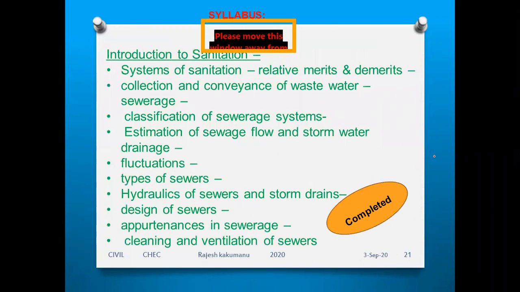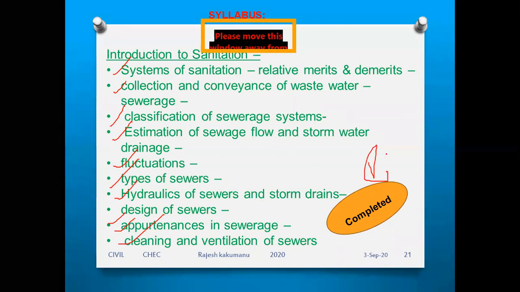So with this I have completed Unit 1 successfully. You check Unit 1. Everything is completed: systems of sanitation, collection and conveyance, classification of sewer systems, estimation, fluctuation in demand, types of sewers, hydraulics of sewers, design of sewers, appurtenances, cleaning and ventilation, and finally problems. So finally the first unit is completed.